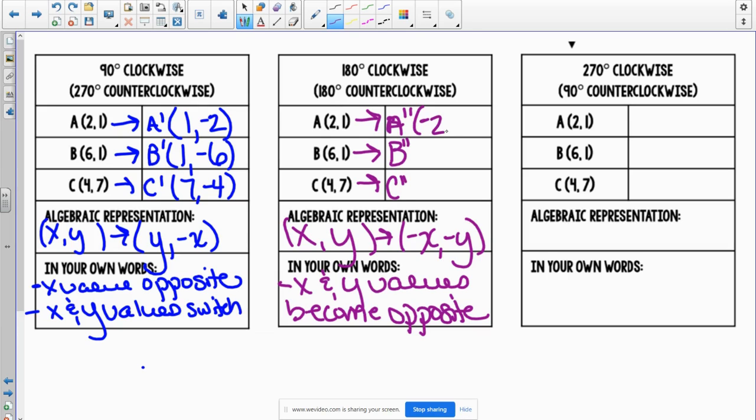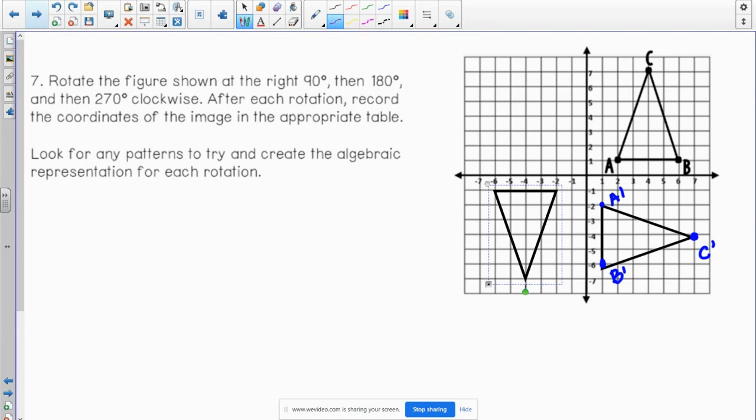So -2, -1, -6, -1. Opposite 4 is -4. Opposite 7 is -7. Okay. Now we're going to take those points, see if we moved in the right spot. So it was -2, -1, which is right there. So that's A double prime. B was supposed to be at -6, -1, which is right there. So that's B double prime. And C is supposed to be at -4, -7. So that's C double prime.